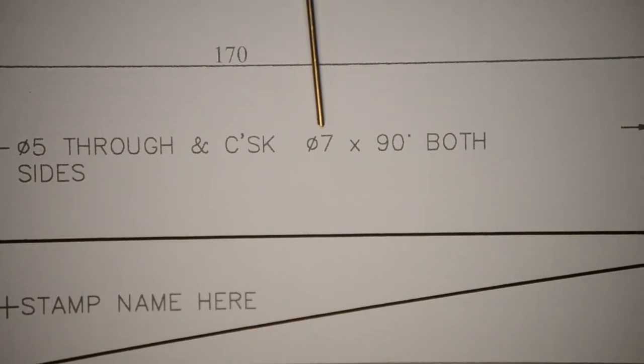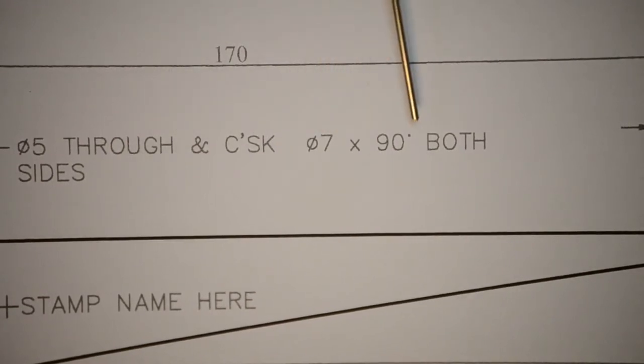CSK, countersink, and then there's information afterwards. So it's countersink to a diameter of 7mm, and it's a 90-degree countersink. You can just see another standardized symbol, it's pretty small here, but the little degree symbol up next to the 90 tells us it's done on both sides.